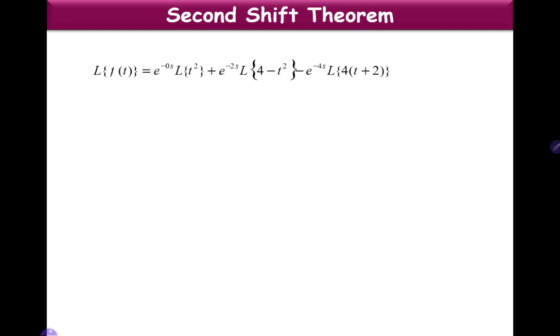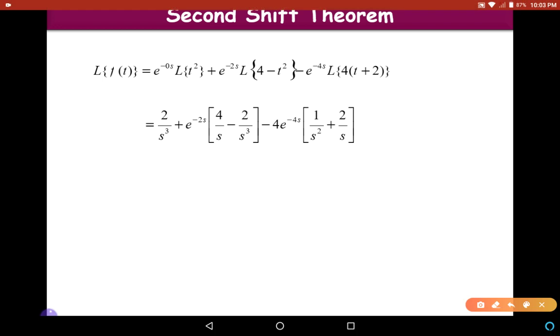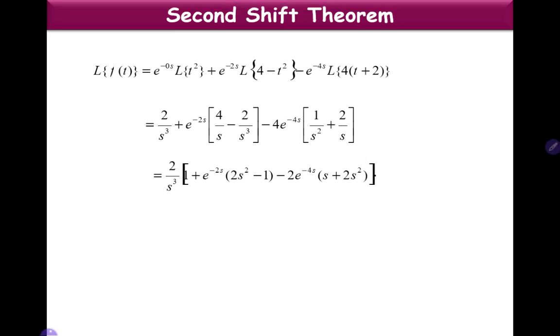So applying the second shift property, that gives e power minus 0s into L of t square, plus e power minus 2s into L of 4 minus t square, minus e power minus 4s into L of 4 into t plus 2. Now just evaluate the Laplace transform. E power 0s is 1. L of t square is 2 by s cube, plus e power minus 2s into L of 4, which is 4 by s, minus L of t square, which is 2 factorial by s cube, minus 4 into e power minus 4s into L of t, which is 1 by s square. L of 2 is 2 by s. Just take the LCM and after simplification you get this term.